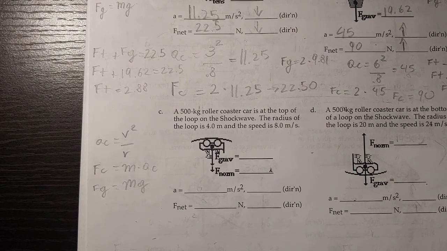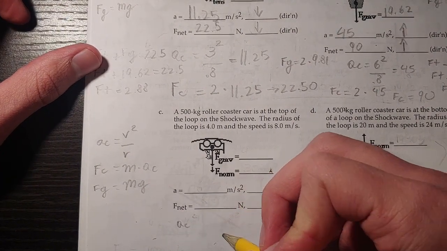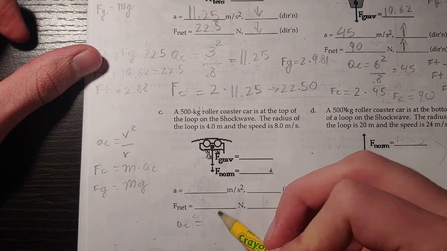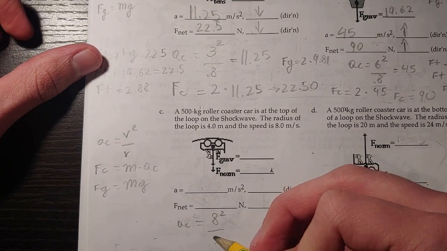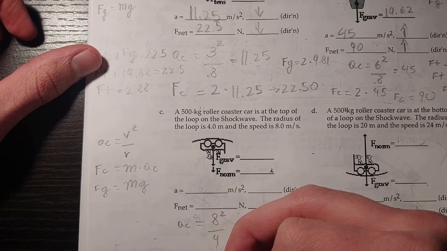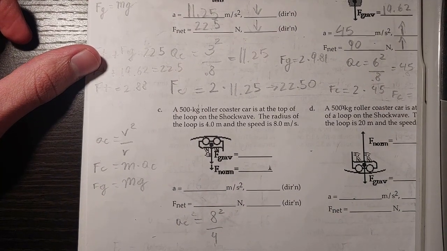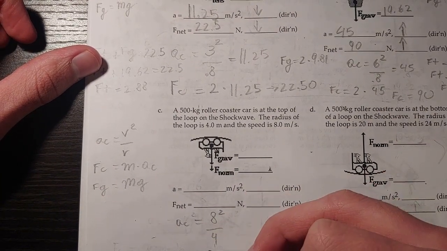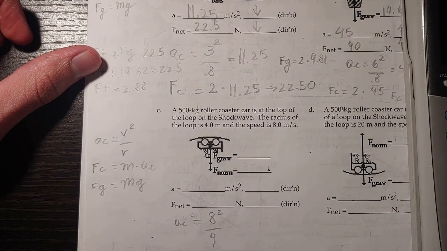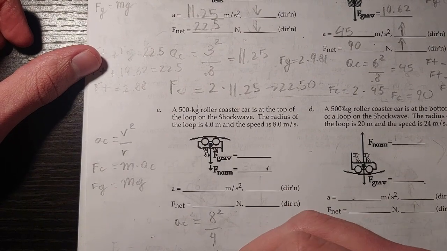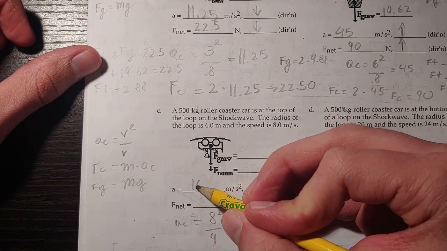Okay, so now let's find the centripetal acceleration. To do that, it's simple, you guys already know. Speed, 8 squared, over the radius, which is 4. And that is equal to 8 times 8, 64, right? Let's see, that's right. 64 divided by 4, and that is 16. So our centripetal acceleration is 16. So we can write this down here, 16.